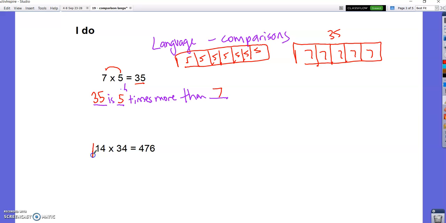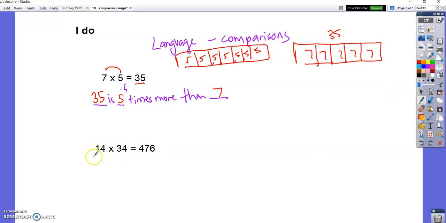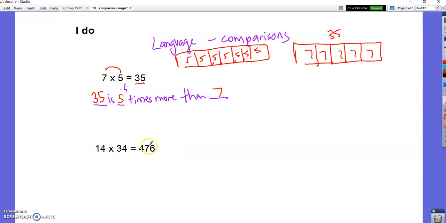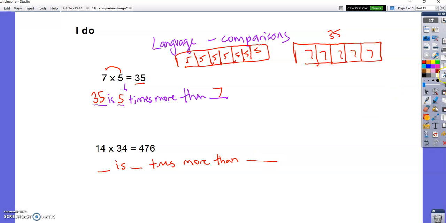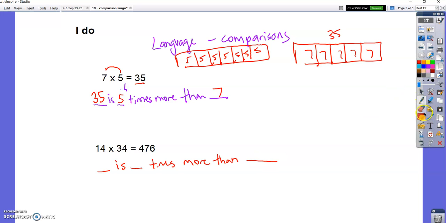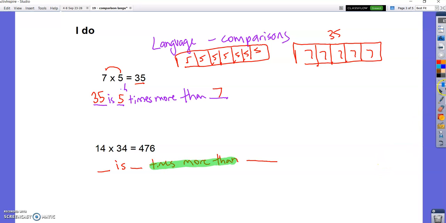So let's look at the same idea with one where it isn't necessarily a multiplication fact you would memorize. It's one you would have worked out with a multiplication strategy. But I can still do the same thing. I can still use that comparative language here. That is something times more than something else, right? There's my multiplicative comparative language. I'll highlight it. Times more than. That's how I know I'm talking about a multiplicative comparison.